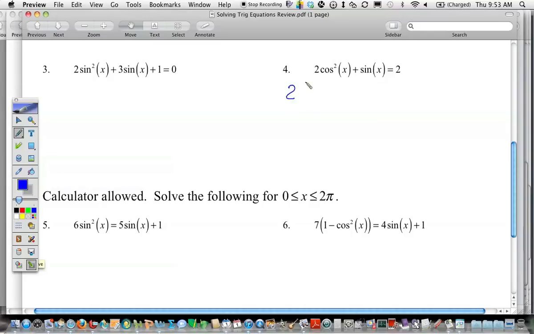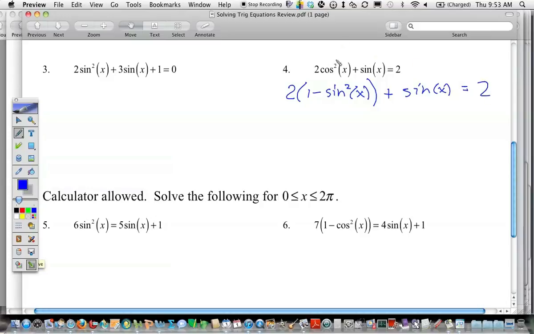And so what I did is I substituted, and of all of the trig identities you really need to know, that's one of them. You need to know cosine squared plus sine squared equals 1. And so that means cosine squared is equal to 1 minus sine squared. Okay? So all I did was make a substitution right there.